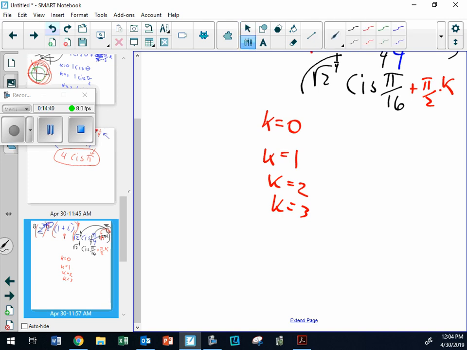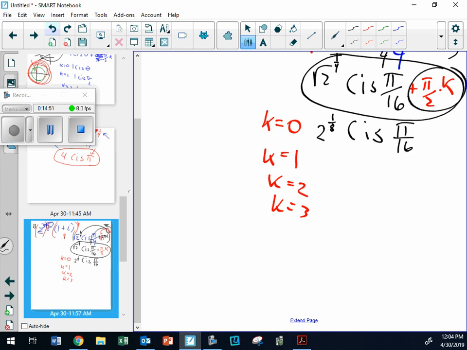And I think it'd be a little easier to write 2 to the 1/8 for all of them. So I'm going to do that. 2 to the 1/8, cis pi over 16. Why did this part drop off? Why is that part gone now, Mr. P?